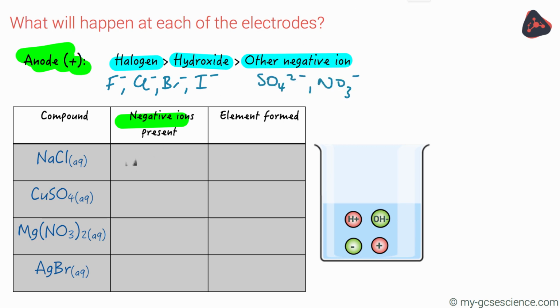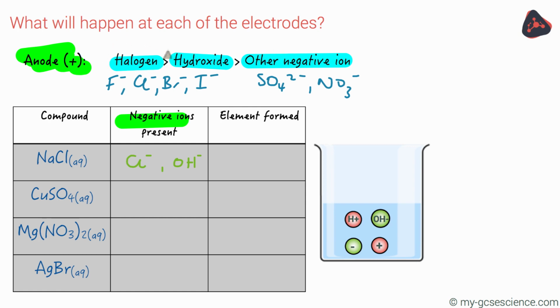So let's have a look at what would be made in each of these examples. So, in sodium chloride, the negative ion present is of course the chloride ion. That's Cl-, 1- because chlorine is in group 7 and that means it gains one electron to get its full outer shell and so has 1- charge. Then we also have the hydroxide ion from the water, OH-.